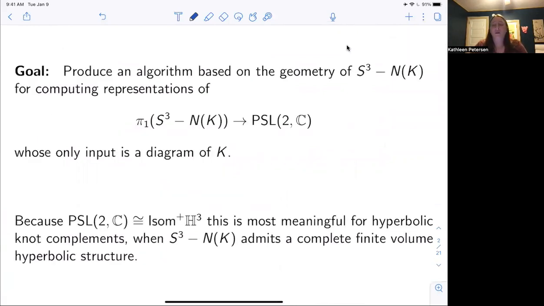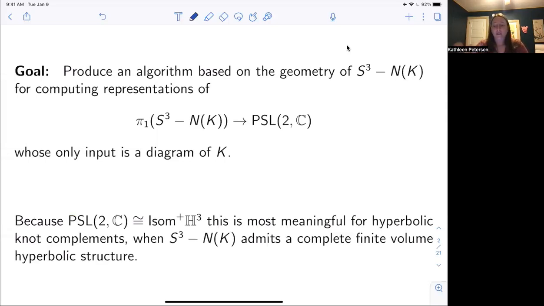So the goal is, given just a diagram of a knot, and we'll have a mild restriction on what types of diagrams we're talking about, I want to produce an algorithm that really showcases the geometry of hyperbolic knot complements and allows us a mechanism to, again, just based on the diagram of the knot, produce representations of the knot group, the fundamental group of the knot complement, into PSL2C. And this is going to be highly dependent on the geometry of the knot complement.